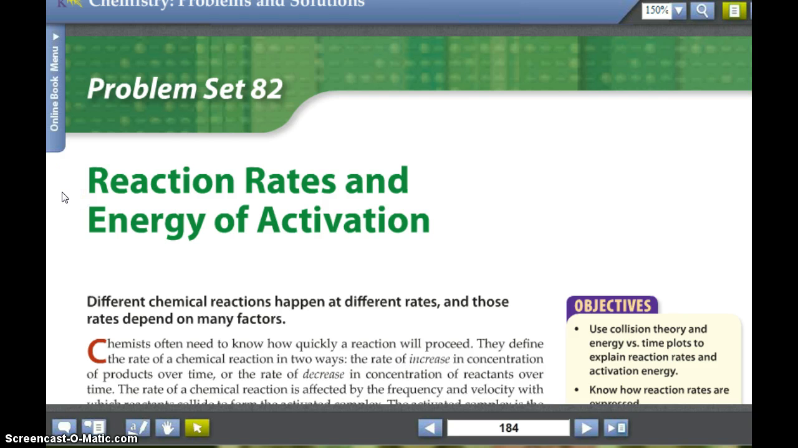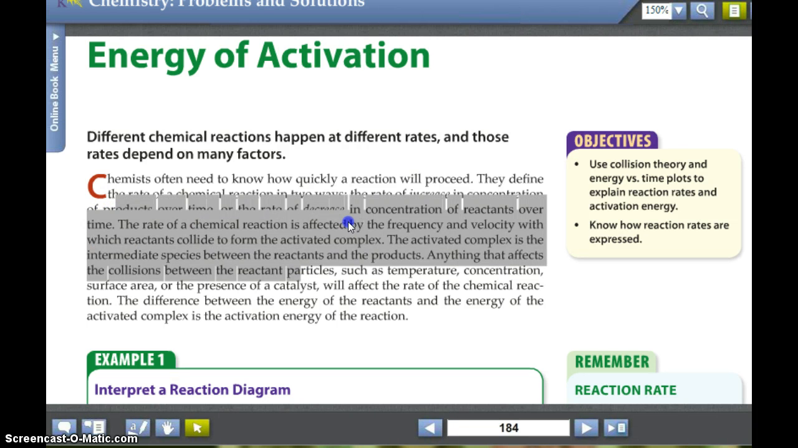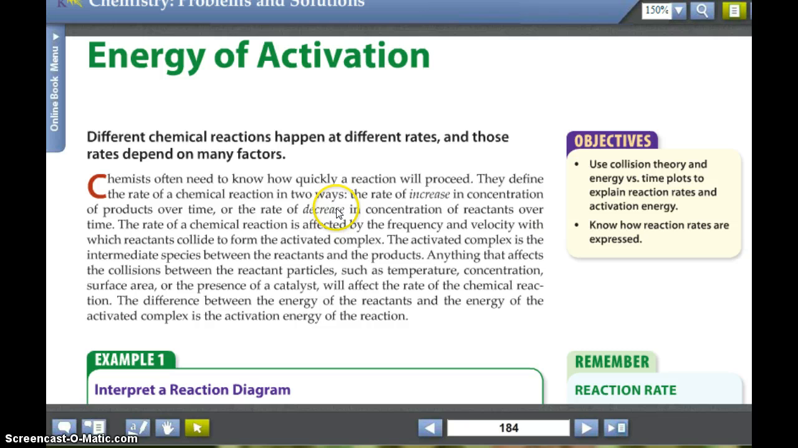Reaction rates and energy of activation. Different chemical reactions happen at different rates, and those rates depend on many factors. Chemists often need to know how quickly a reaction will proceed. They define the rate of a chemical reaction in two ways: the rate of increase in concentration of products over time, or the rate of decrease in concentration of reactants over time. In other words, your reactants are getting used up, so there's going to be less of them. Your products are being made, so there's going to be more of them.